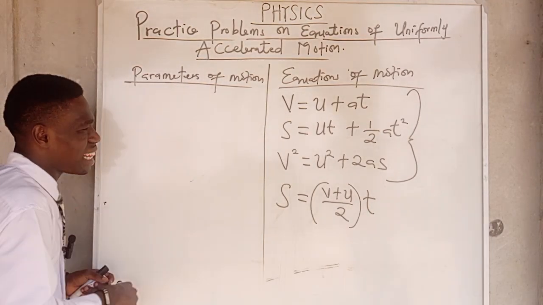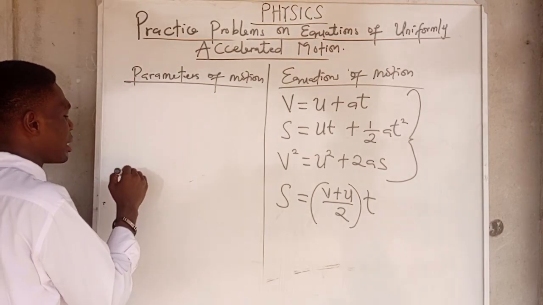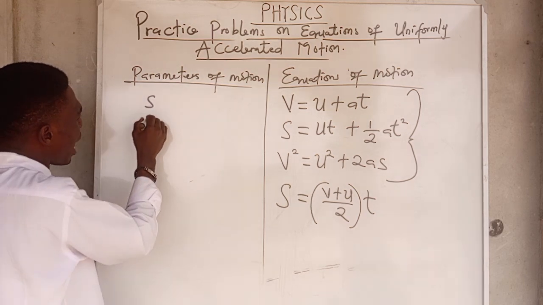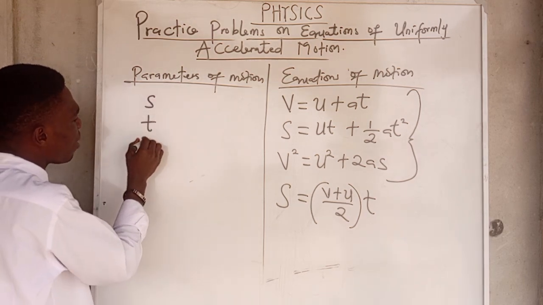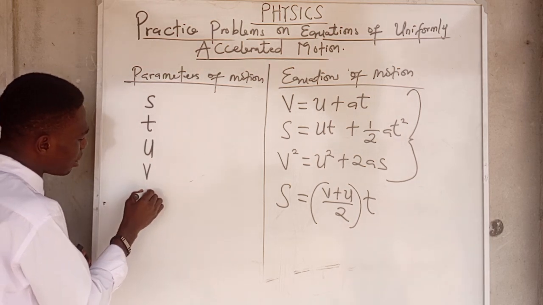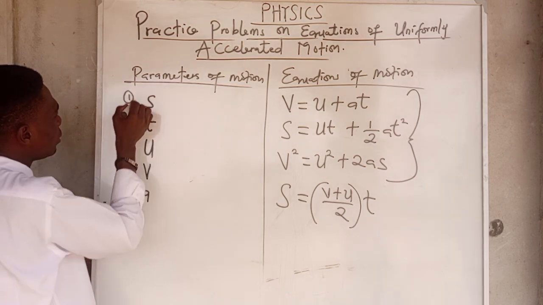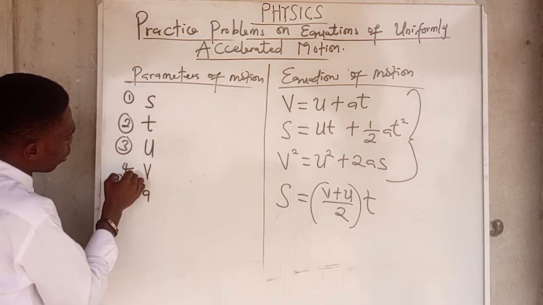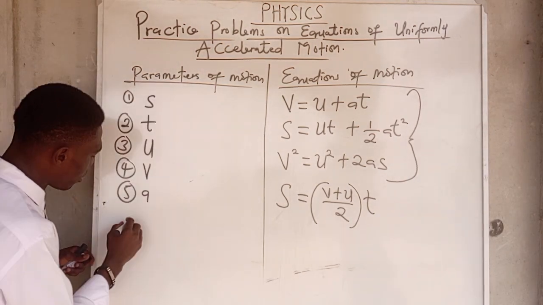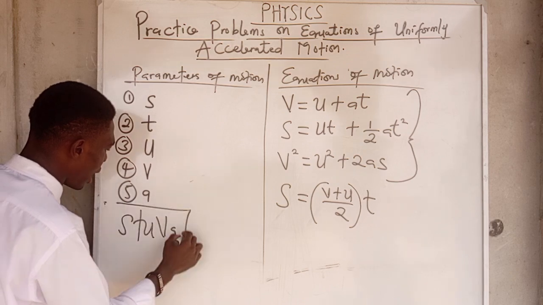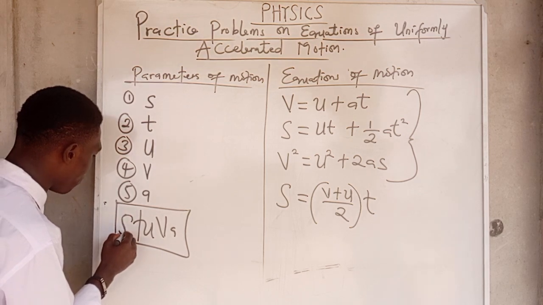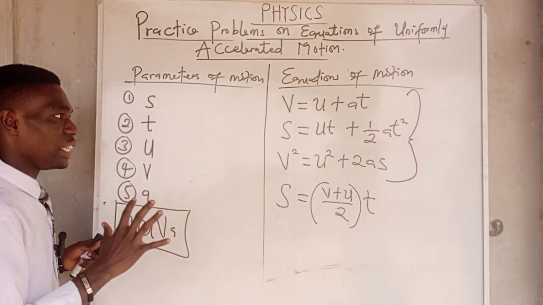Now, the parameters of motion that I listed in the previous video were distance, and we noted that distance is denoted by S. So S is distance, and then we have time, T, and then we have initial velocity U, and then we have final velocity V, and then we have acceleration A. So let me number them. We have 1, 2, 3, 4, and 5. So we have 5 what? Parameters of motion. You can call this STUVA. All right, STUVA. It can help you to remember them. So these are the 5 parameters of motion that we discussed in the previous video.